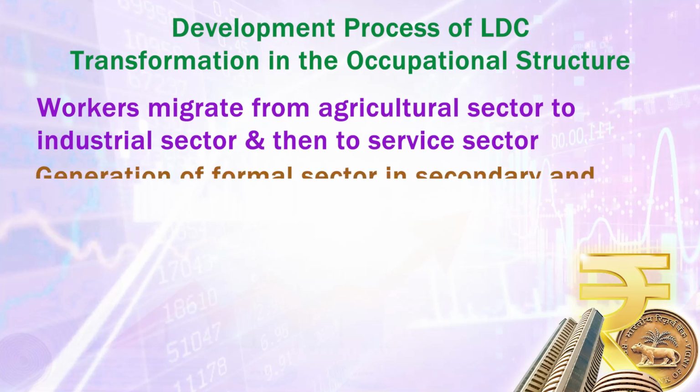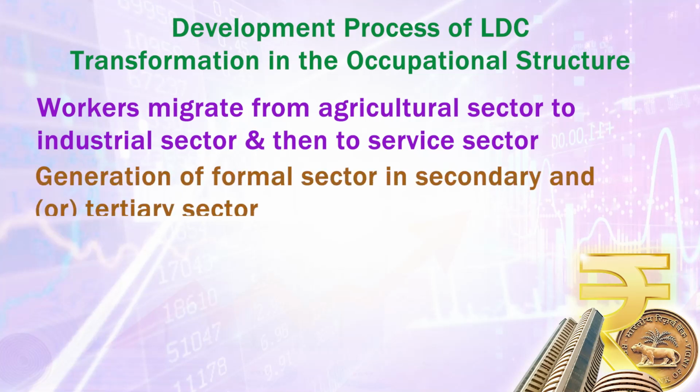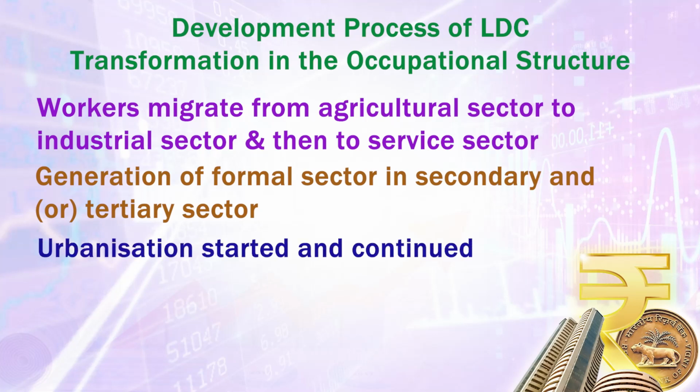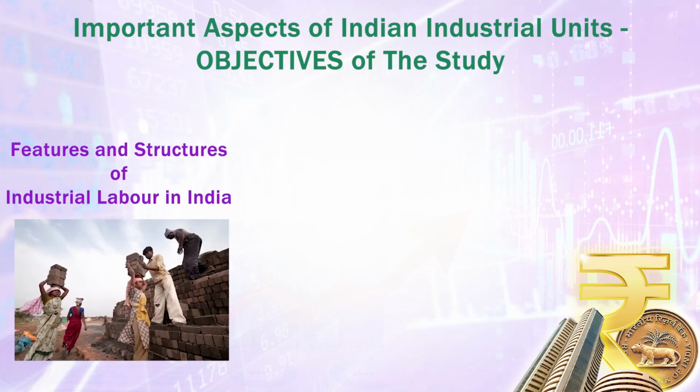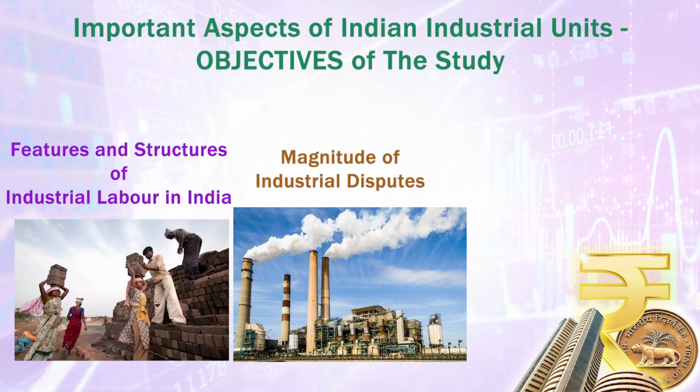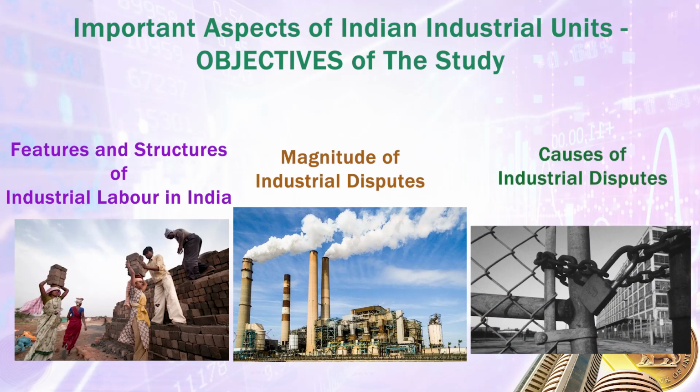Secondly, there is an increase in the formalization of the industrial sector and also the service sector. So, urbanization started and continued due to this formalization of the secondary and tertiary sector. But these features are not very much observed in India. For India, we have to first study the structure and features of the Indian labor market, and then we have to study the magnitude of industrial disputes and also the causes of industrial disputes.